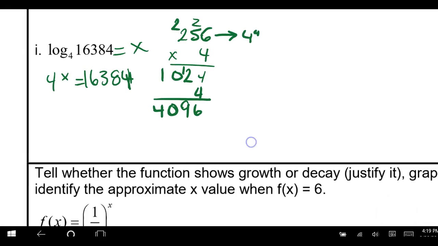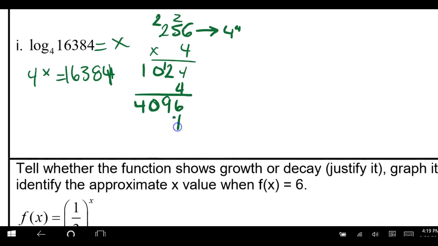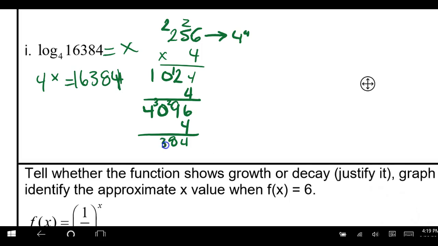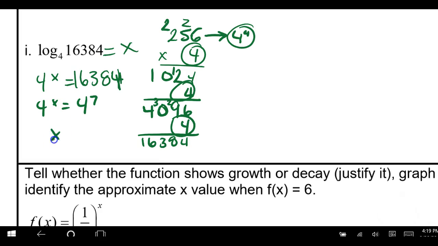And I have a feeling it's going to be just one more because this is 16,000 and we have 4,000 here. So let's do 4. Carry the 2. 6 times 4 is 24. And then 4 times 9 is 36, plus 2 is 38. Carry the 3. And 4 times 0 is 0, plus 3. And then 4 times 4 is 16. And there we go. So we already started with 4, then we had to multiply 1, 2, 3 more. So that means we want 7 fours. So 4 to the x is equal to 4 to the 7. Hence, x is equal to 7.